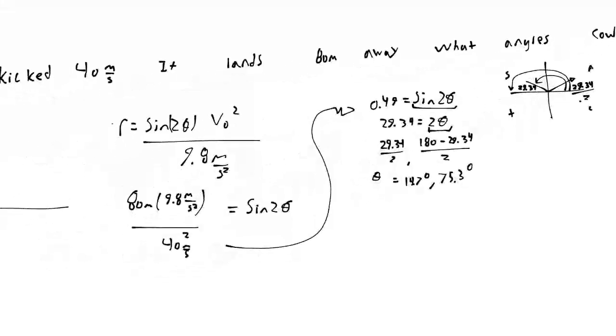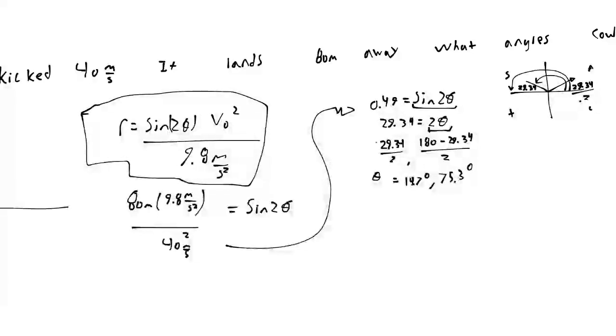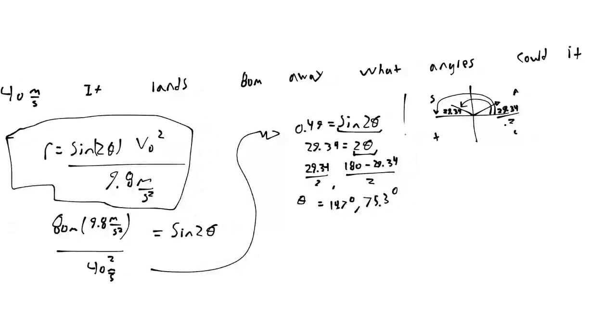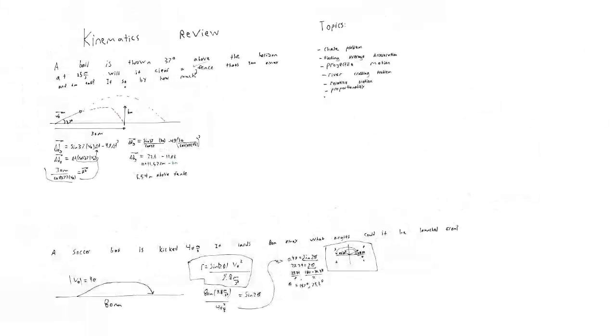So remember this formula: range equals sine 2 theta times V naught squared divided by 9.8. And also be able to show this as well. Don't just memorize this formula. You also have to demonstrate that you know what's happening. All right, that's all for projectile motion.